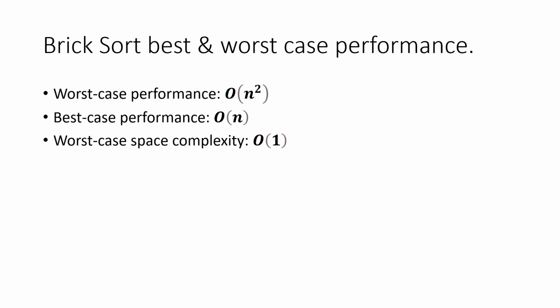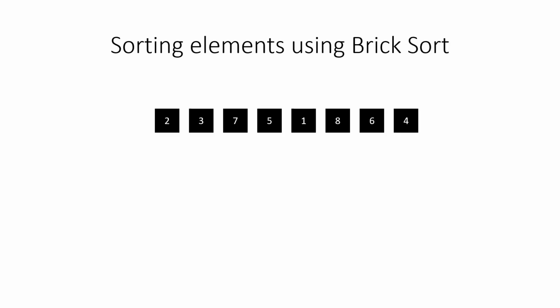Let's see how brick sort works. Assuming we have been given a task to sort a list of integers which are 2, 3, 7, 5, 1, 8, 6, and 4. This list of integers is currently unsorted. Now to sort these integers, we have to determine the odd and even indexes. Take note that what we need to determine is the index and not the value of the element itself.